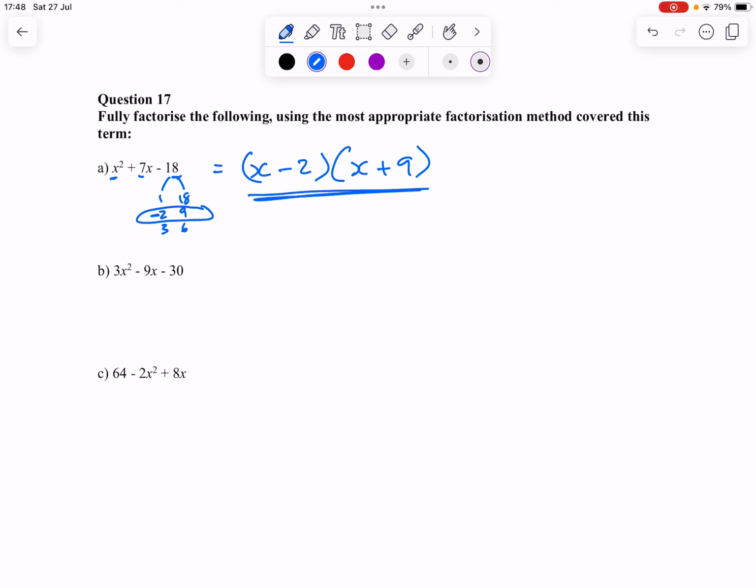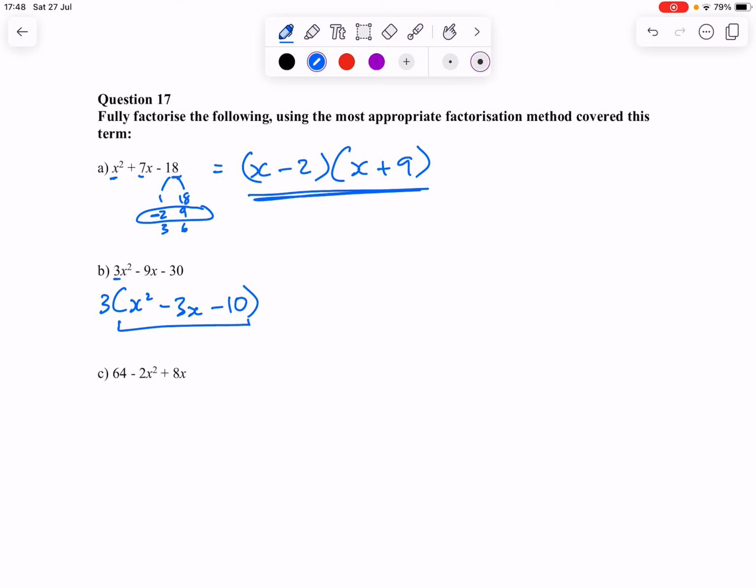This one, always try common factors. There's a common factor of 3 in all of these, so remove 3, put it out the front. What do I times 3 by to get negative 9x, negative 3x? What do I times 3 by to get negative 30, negative 10? Let's try to factorize this.